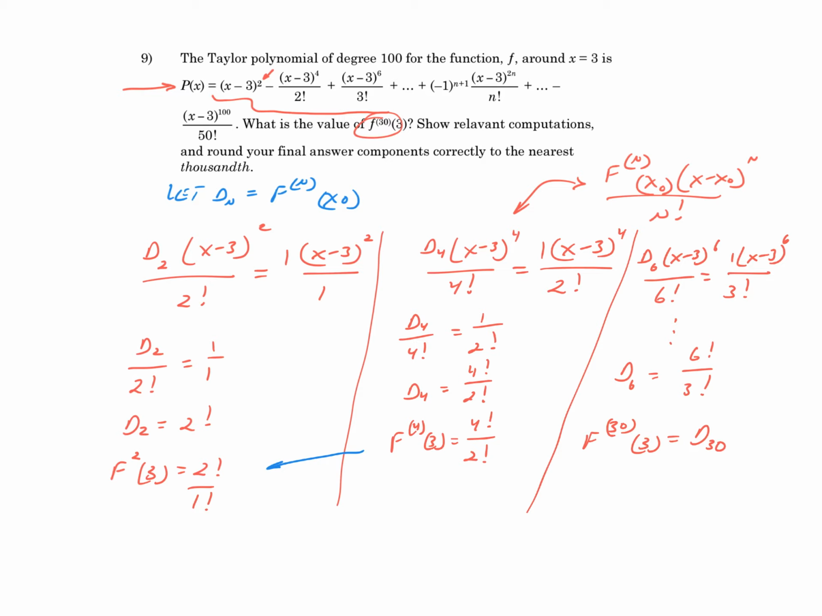So following the pattern that I see, the derivative value is equal to that order of the derivative factorial divided by half that order factorial. So second derivative, 2 factorial, half that. Fourth derivative, 4 factorial over 2 factorial, half that. Sixth derivative, 6 factorial over 3 factorial, half that. 30th derivative is 30 factorial over half that, 15 factorial, which equals 2.028 times 10 to the 20th. Nice intuitive problem. Happy face.